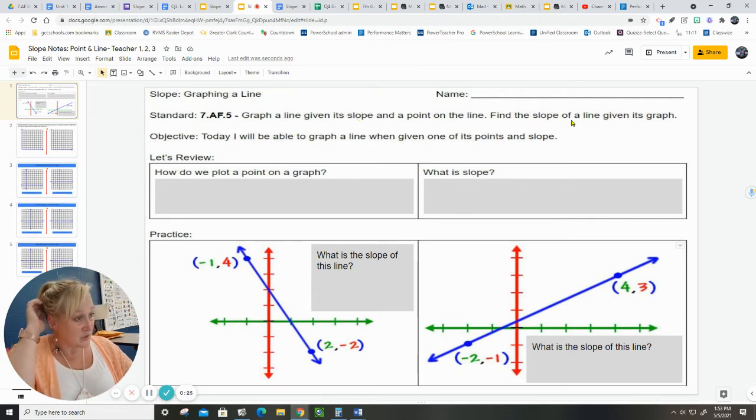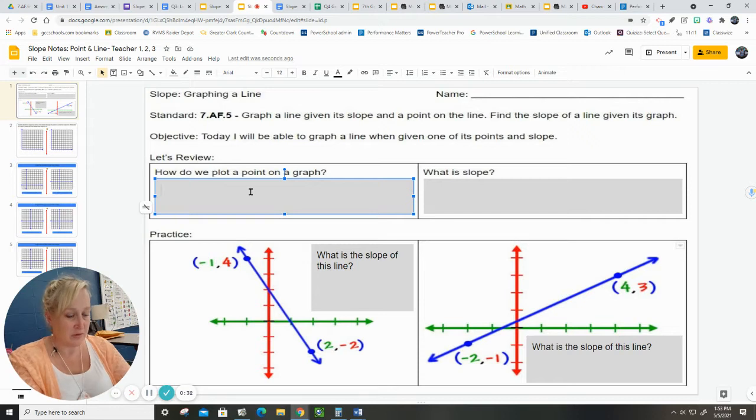We need to be able to find the slope of a line given its graph, which we've already done somewhat. So let's review. How do we plot a point on the graph? We need to count over to the x coordinate and count up or down to the y coordinate.